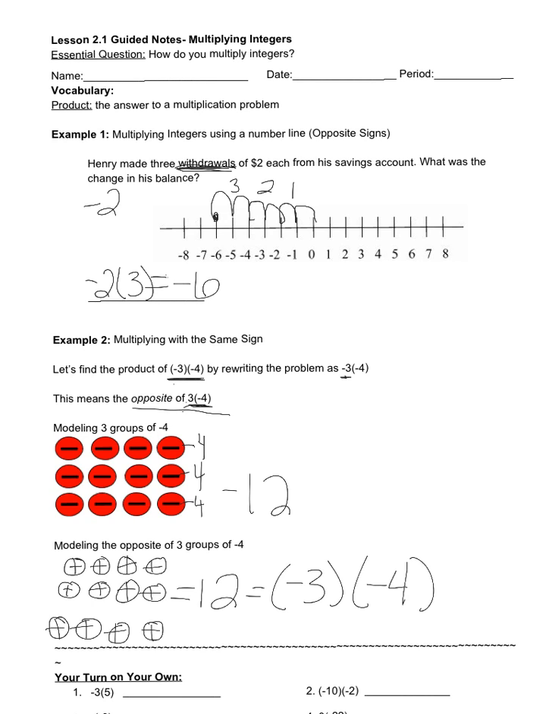So let's look at this closely. A -4 times -3 gives us the product 12. A negative times a negative, here I have a positive.